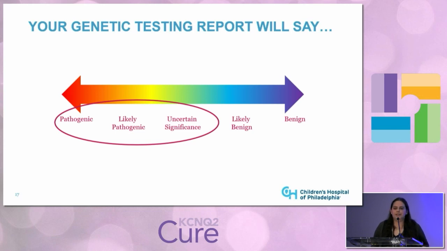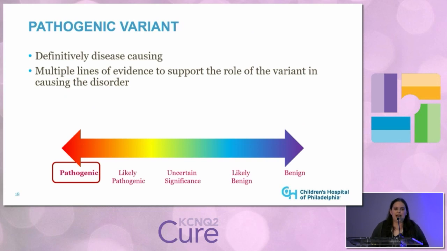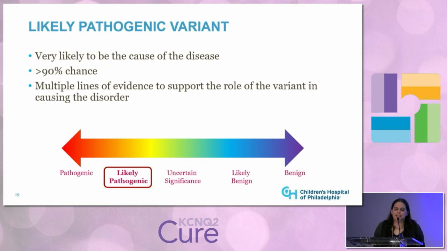So these are the different classifications that will end up on our report. A pathogenic variant means that this variant is definitively disease-causing. There are multiple lines of evidence that support that this variant is indeed causing the disorder. Whereas a likely pathogenic variant means it's very likely the cause of disease, but there's just not as much evidence as there is for a pathogenic variant. And so that's why this distinction is made, although typically we think of these variants as diagnostic.